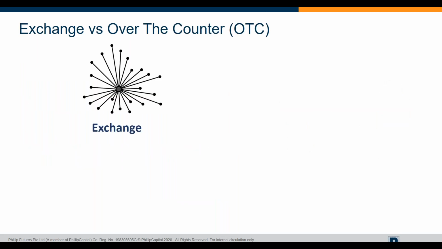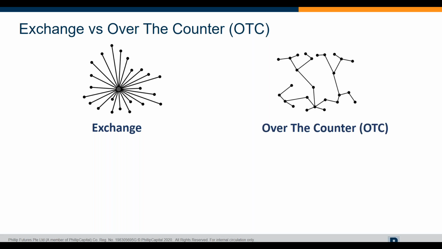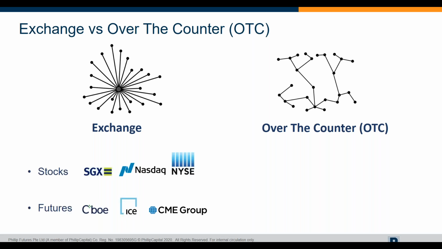Okay, when we talk about CFD, it is also very important for us to understand the difference between something that is exchange traded and something that is traded over the counter. For something that is exchange traded, which I think is more popular and which most of us will be more familiar with, there are things like stocks and futures. People will go to a central location, like SGX, Nasdaq, and NYSE to trade. Basically, everyone comes to the same platform to trade the shares. Same goes for futures.